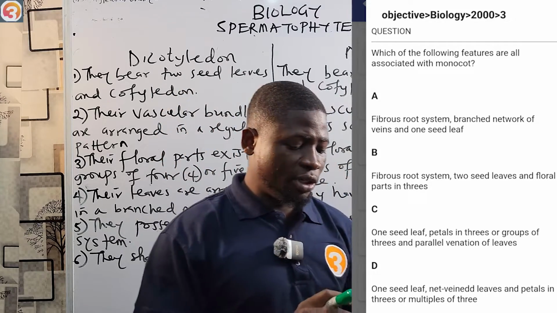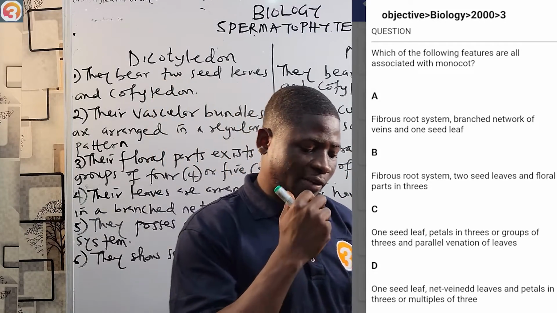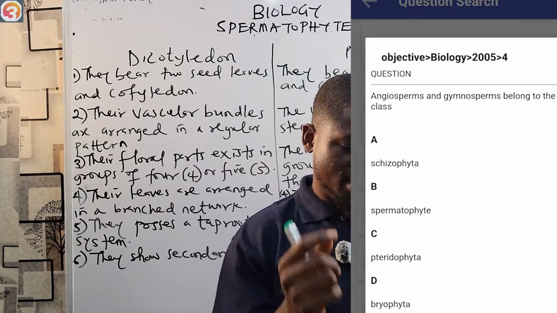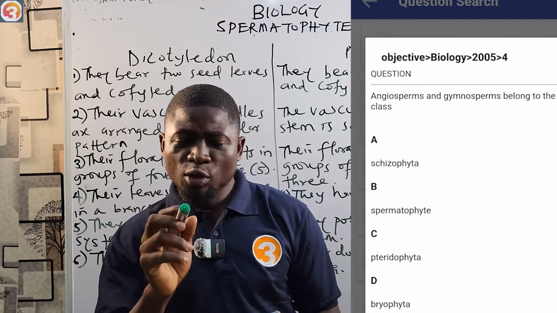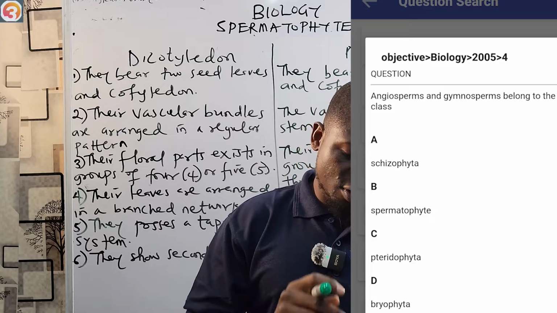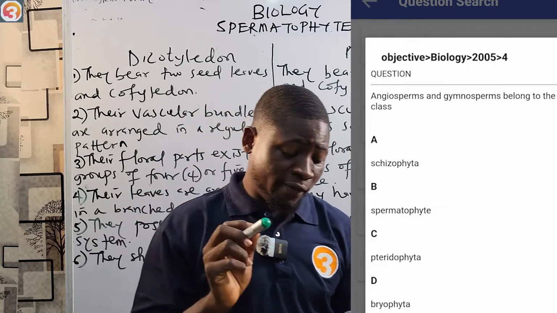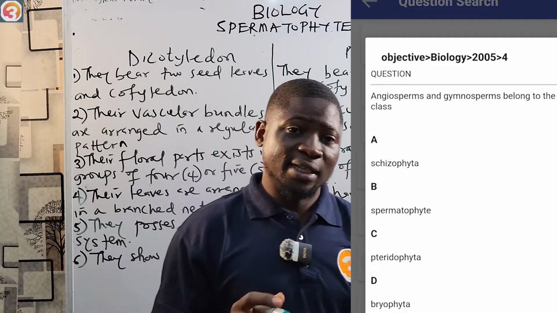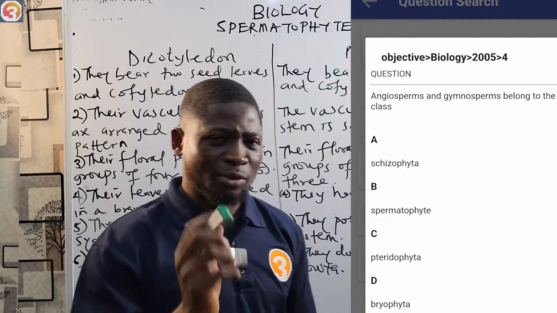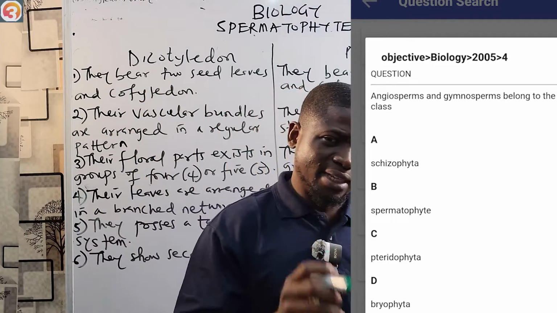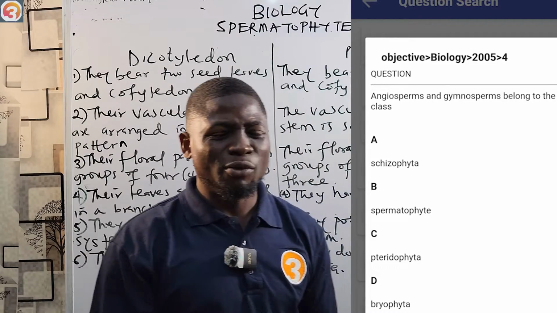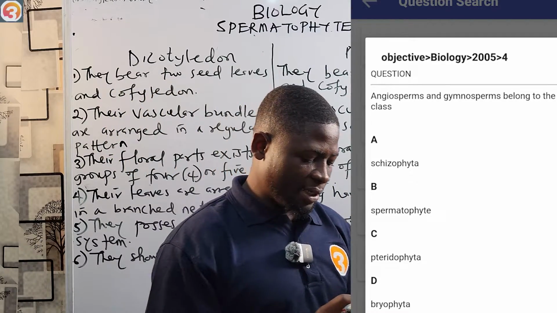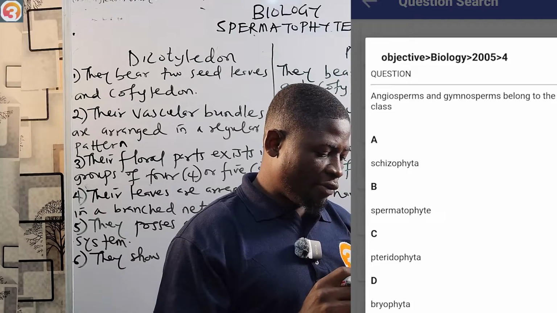Now let's see another question. This is a 2005 question, number 4. They said Angiosperms and Gymnosperms belong to the class A, Schizophyta, B, Spermatophytes, C, Pteridophyta, and D, Bryophyta. And of course, you know that Angiosperms and Gymnosperms belong to the Spermatophytes. Okay, they are the seed-bearing plants.